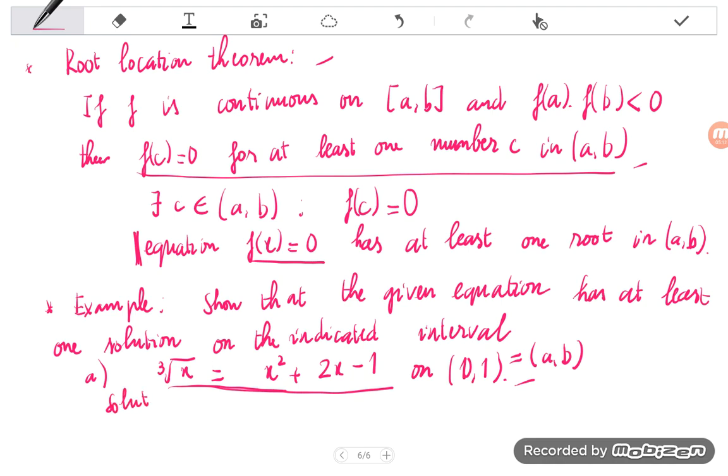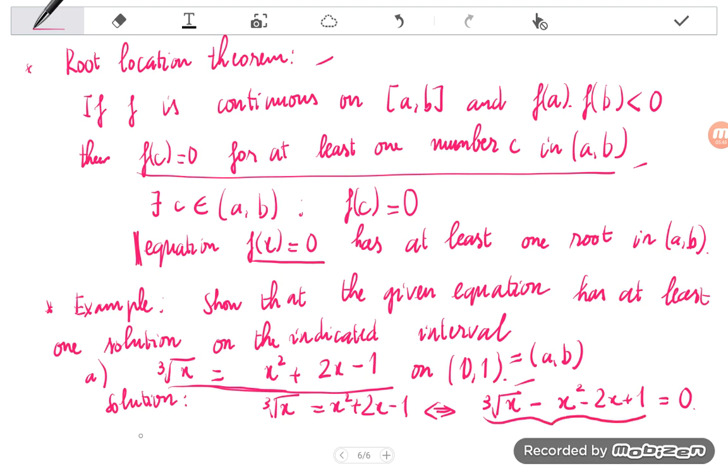So, solution. First, we change the equation into the form f(x) equals 0. It's equivalent to the cubic root of x minus x squared minus 2x plus 1 equals 0, and we call this expression f(x). Let f(x) equal the cubic root of x minus x squared minus 2x plus 1.